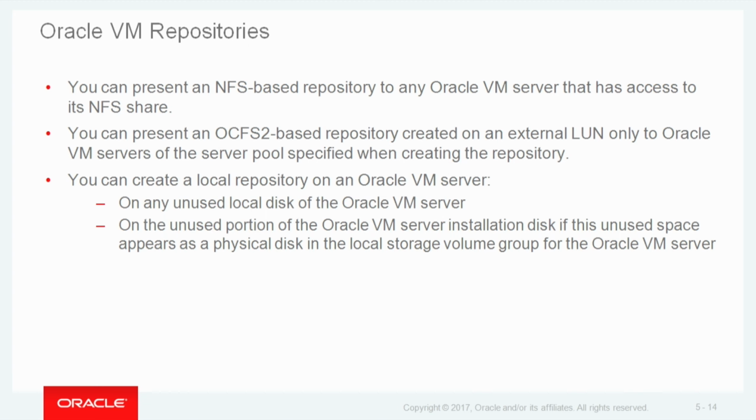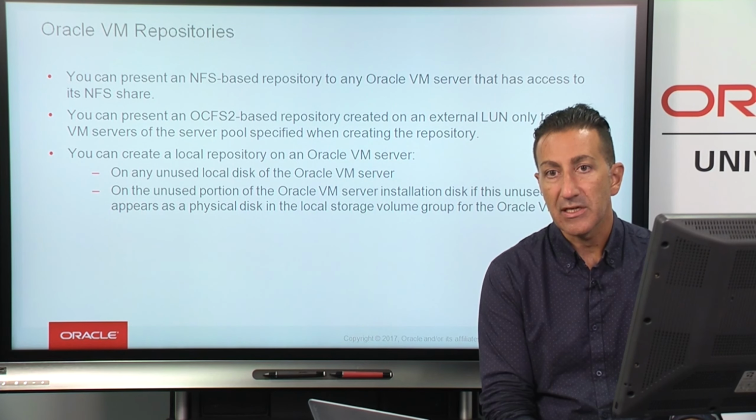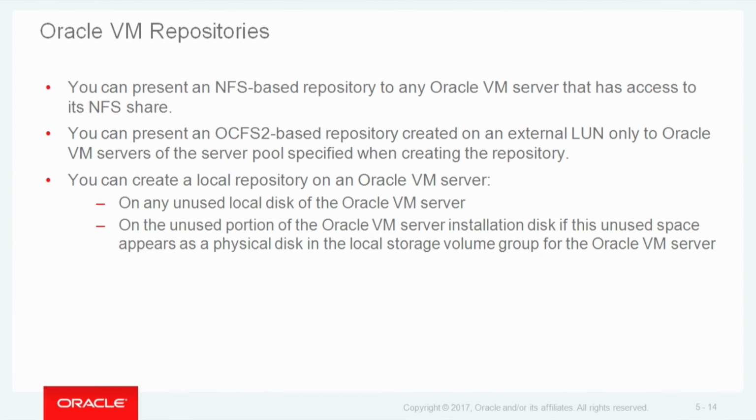You can create a local repository on an Oracle VM server on any unused local disk of the Oracle VM server, and on the unused portion of the Oracle VM server installation disk if this unused space appears as a physical disk in the local storage volume group for the Oracle VM server. Remember that these local repositories are only accessible by the Oracle VM server, and are used to create VMs that can run only on that Oracle VM server. They lose powerful functionality, such as load balancing or reliability capabilities.